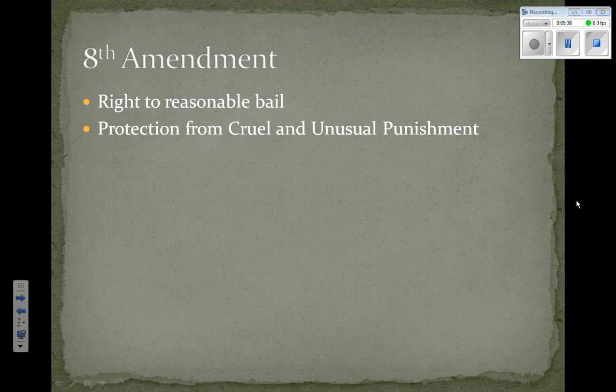Now, cruel and unusual also, because of that, guarantees that when you get arrested, you're not going to be tortured or put into a dirty cell. You're going to be given rights in that interaction between you and the jailers that upholds that. And if that is denied, or if any of these rights are denied to you, you might have a chance to appeal your case to an appellate court or possibly get your charges dropped.